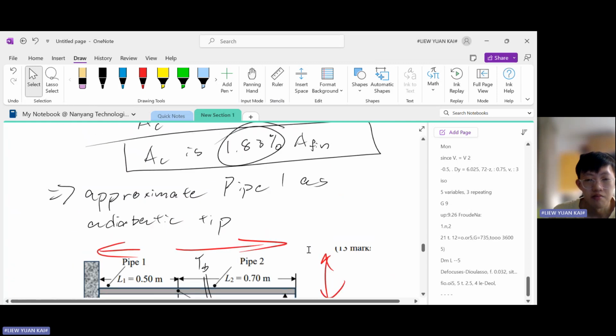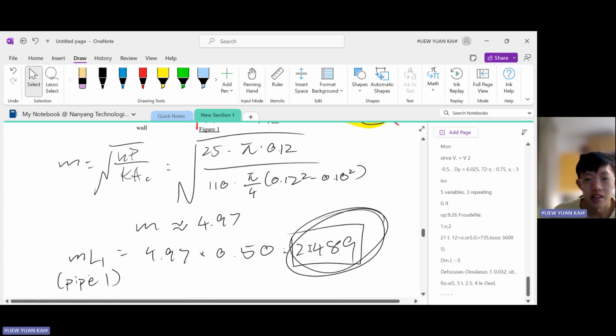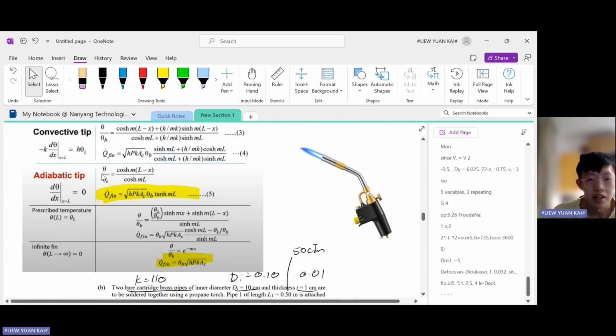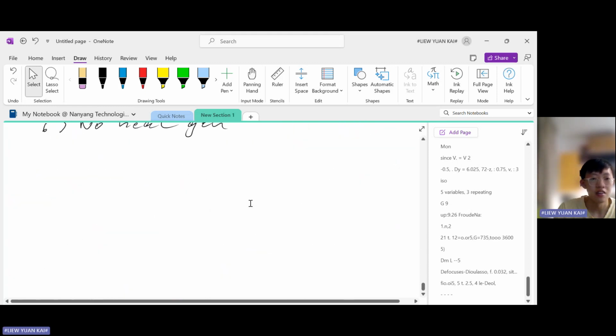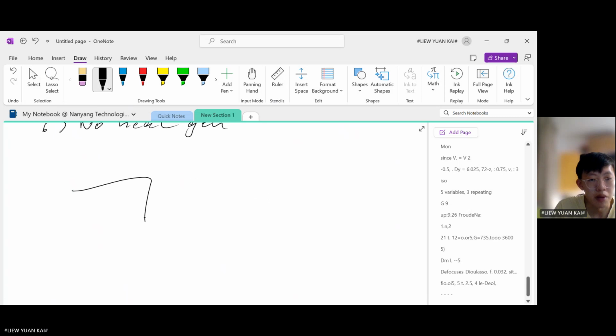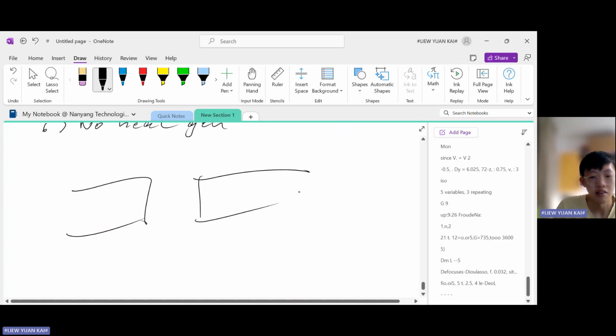Now, let me try to explain what I'm trying to say. You know how a propane torch looks like, right? It looks like this image over here, this propane torch. What they do is, you have one pipe here and then another pipe here. They put it together and then they use the torch so it will melt at the interface, and then when they melt, they will cool down and then they will stick together.